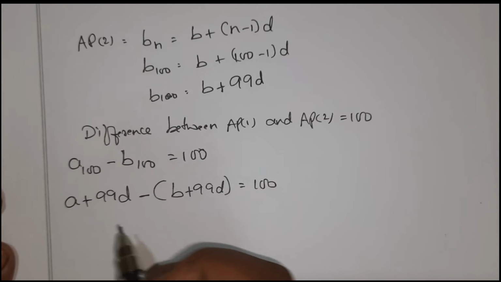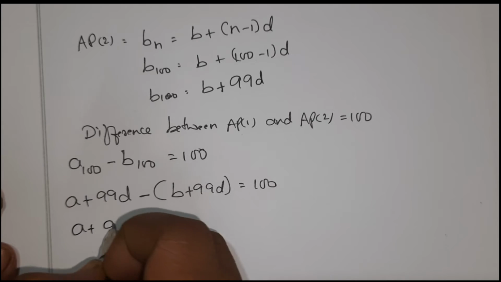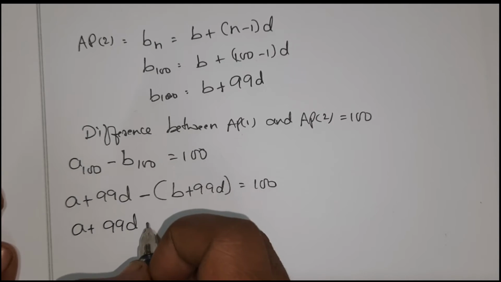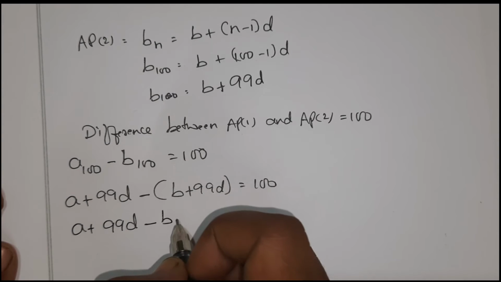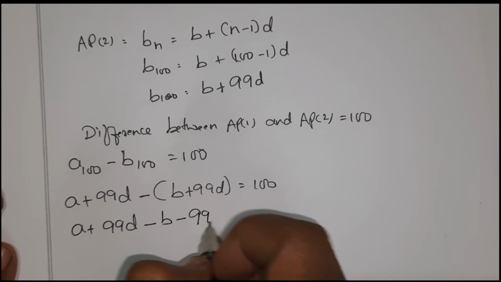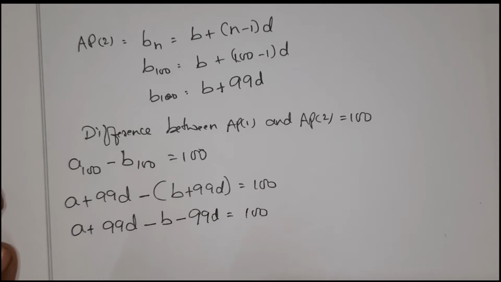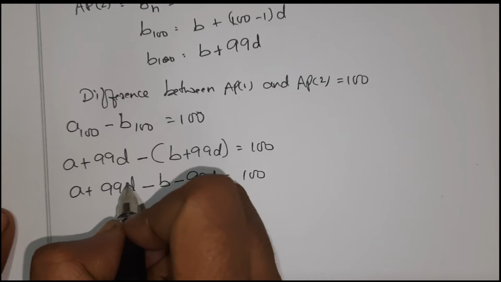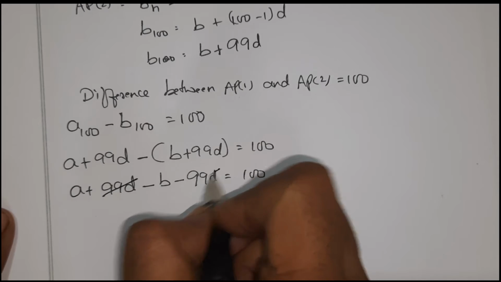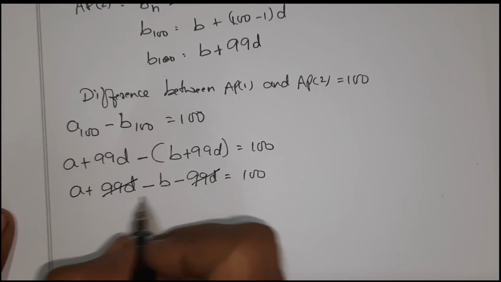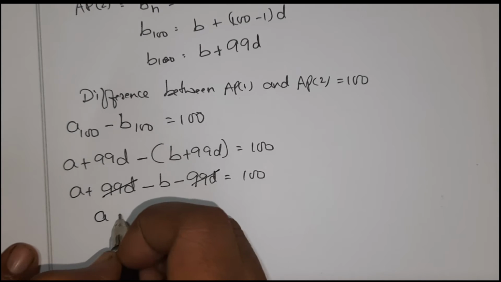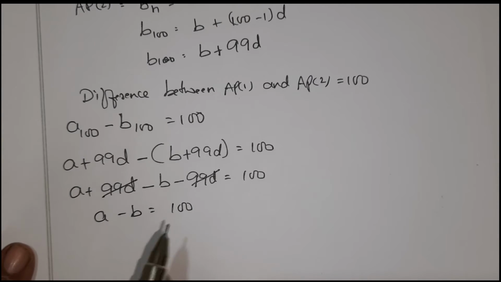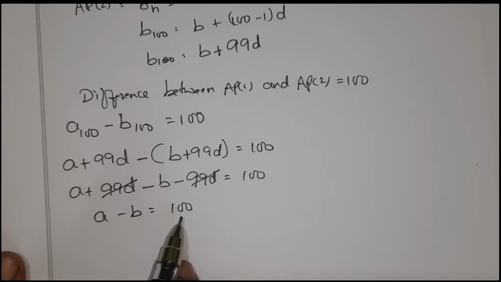Then a plus 99d, minus into plus it will be minus b, minus into plus it will be minus 99d, which is equal to 100. And then 99d and minus 99d get cancelled. So what is left? A minus b is left, which is equal to 100. Okay, the difference of the 100th terms is equal to 100.